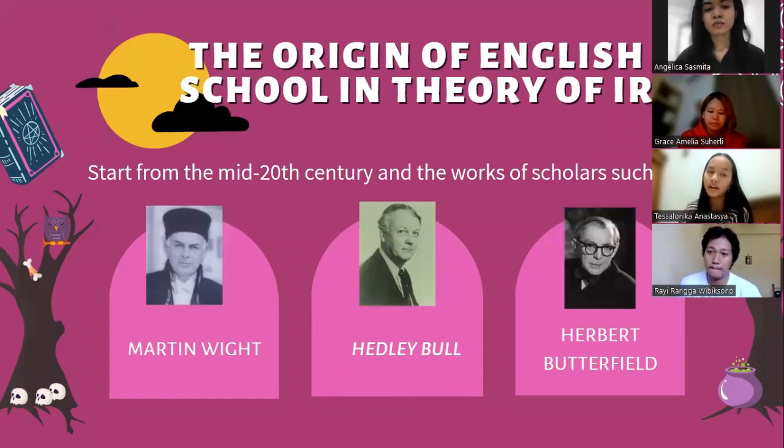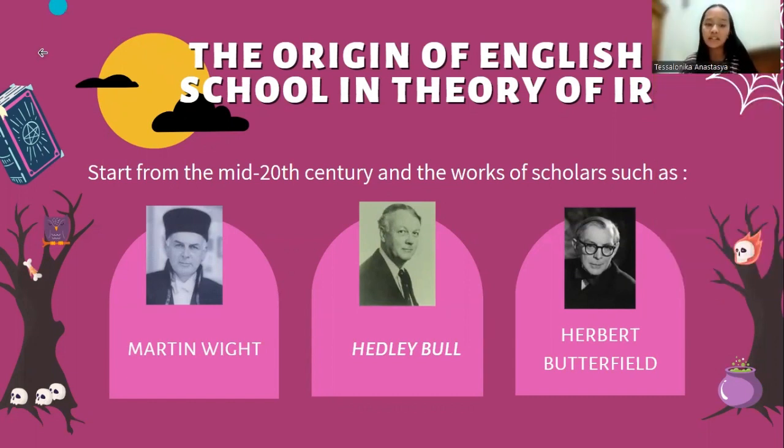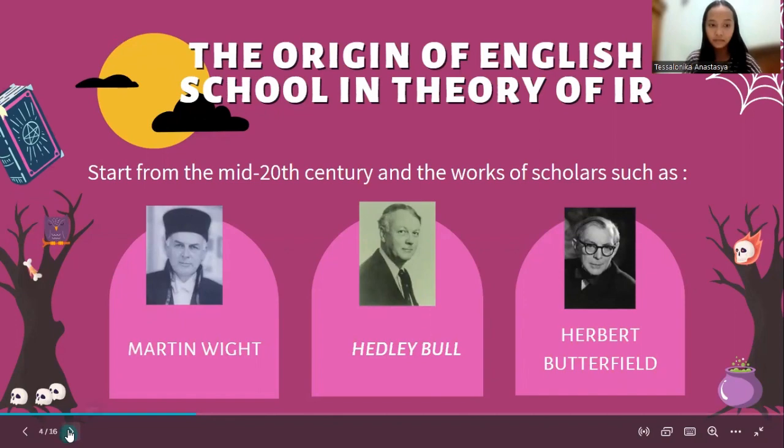Okay, now the history of the English School in international relations can be traced to the mid-20th century and the works of scholars such as Martin Wight, Herbert Butterfield, and Hedley Bull. These scholars were based at the University of Cambridge in the United Kingdom and were interested in developing a new approach to the study of international relations that would take into account the role of norms, values, and institutions in shaping global politics.